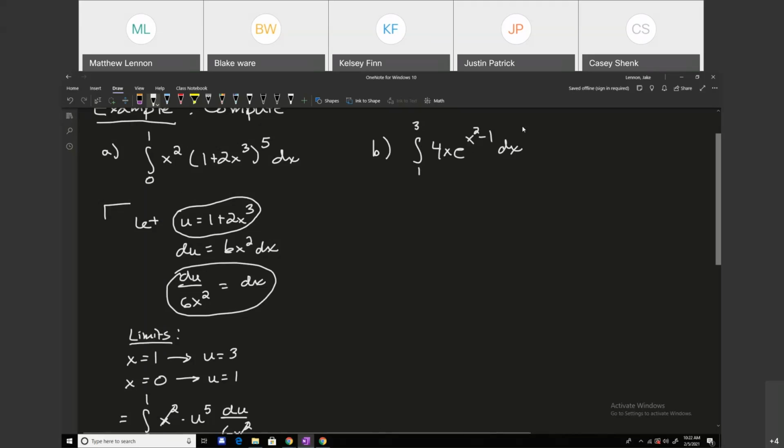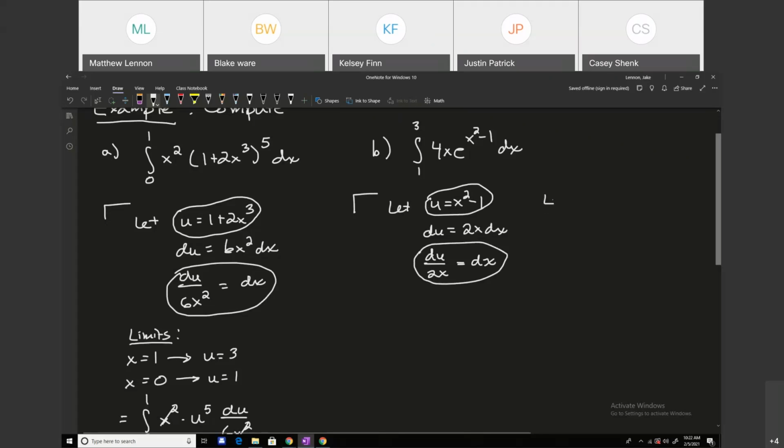The reason is, if you have e to the u, that's something we'll be able to take the antiderivative of quite easily. And we know the derivative of x squared minus 1 is 2x, which is only a constant away from that 4x we see multiplied in front. So that's how it's kind of reversing the chain rule there. So let u equal x squared minus 1. So du will be 2 times x dx. Then divide by 2x. That's the value of dx. Again, that's all we use is what u is and what we've solved for dx to make our substitution. So we use these two things.